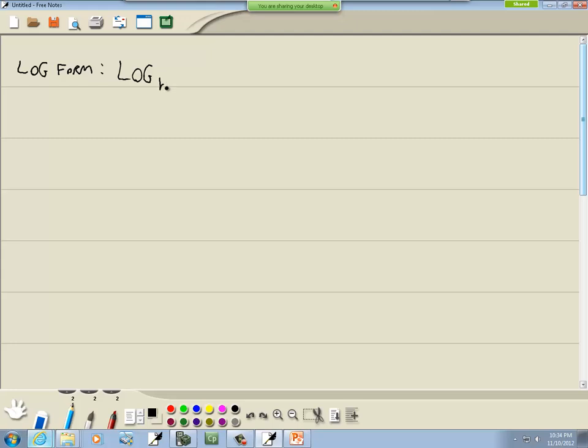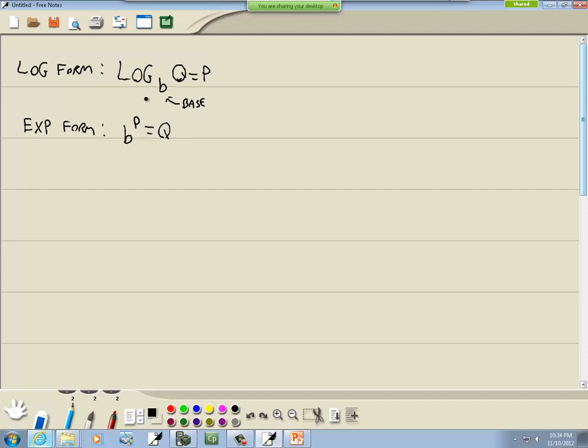Now we have log, and this b here is usually a number, and it's smaller and set down. That's our base. So the b is our base. That's our log form, and we have an exponential form. That's b to the p is equal to q.